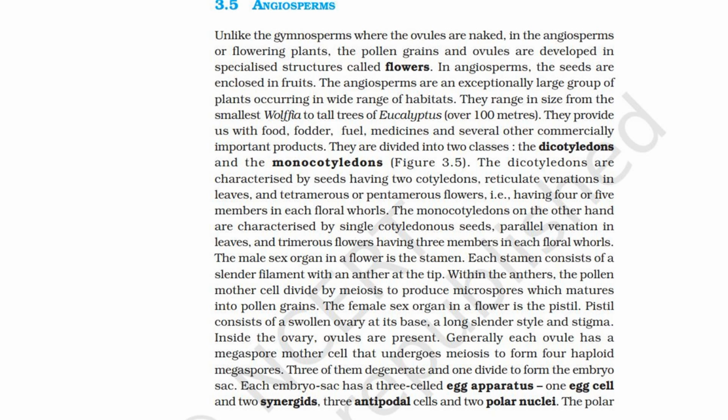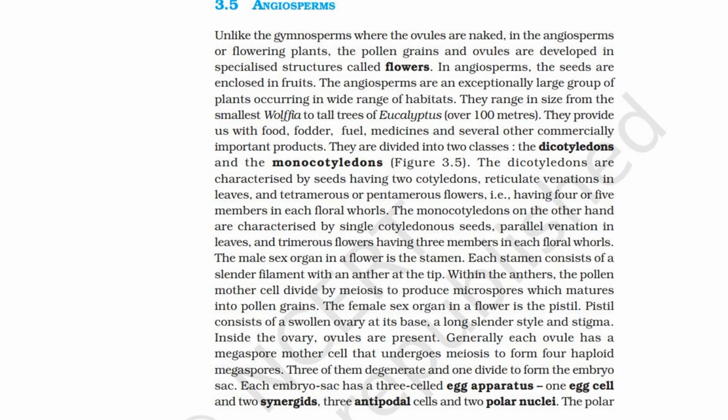The female sex organ in a flower is the pistil. The pistil consists of a swollen ovary at its base, a long slender style and stigma. Inside the ovary, ovules are present. Generally, each ovule has a megaspore mother cell that undergoes meiosis to form 4 haploid megaspores. 3 of them degenerate and 1 divides to form the embryo sac.